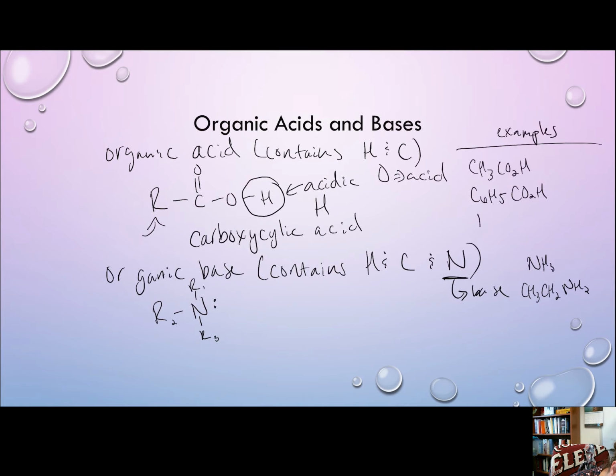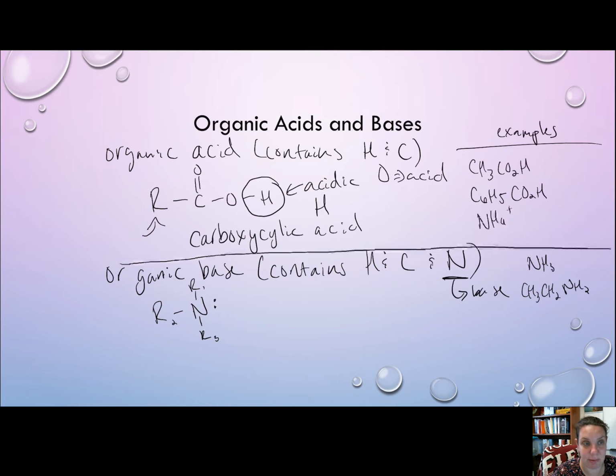So NH4+ would be an example of an organic acid, as would CH3CH2NH3+. And then for organic bases, if we take the 2 acids we saw above, remove a hydrogen, we make a base, CH3CO2-, or C6H5CO2-. So both those would be examples of organic bases. And a lot of times those are considered Lewis acids and bases.